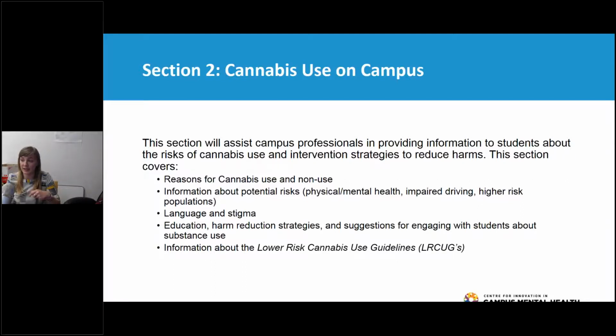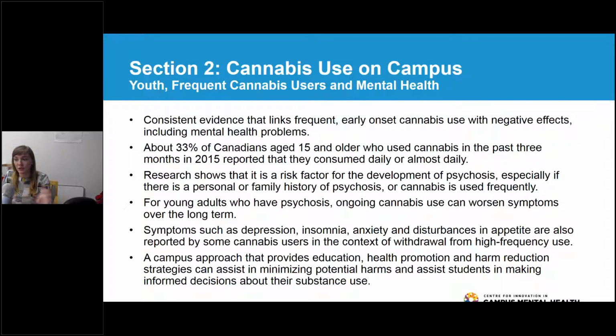Discuss issues related to stigma and how this can be reduced through the language that we use with students, and suggestions for ways of engaging with students as well. So finally, we wanted to also look to the lower risk cannabis use guidelines, as Tamar mentioned earlier, and I'm going to speak a little bit to that later. But throughout this guide, we also really wanted to focus on special populations that might be at higher risk of some of the harms related to cannabis consumption. So specifically looking at youth and people who use cannabis frequently.